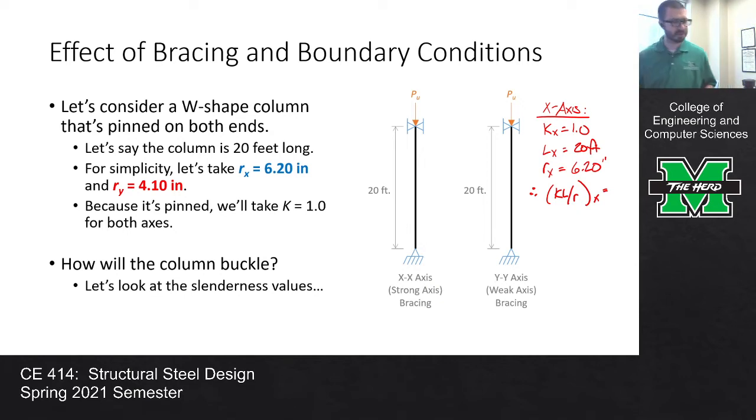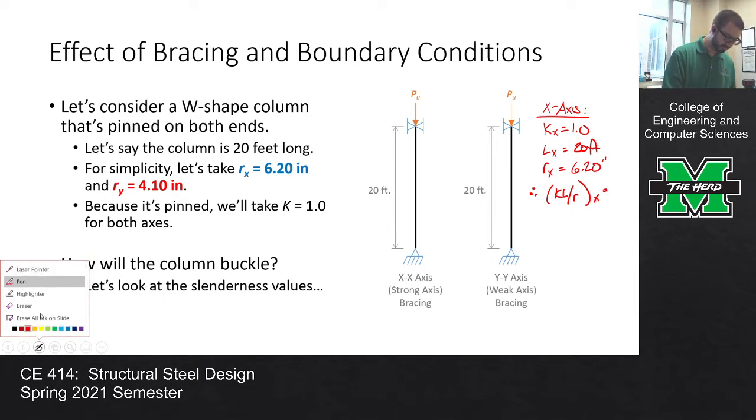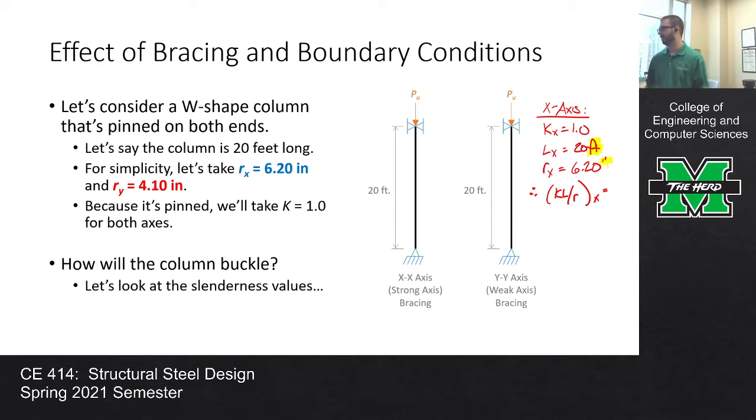First mistake. Let me show you something. Feet, inches. That was a little bit of a mean thing to do, but you always have to convert the length into inches. Slenderness is unitless, okay? So I had a feeling somebody would say 3.23 because they take 20 over 6, but you have to take that 20 and multiply it by 12.